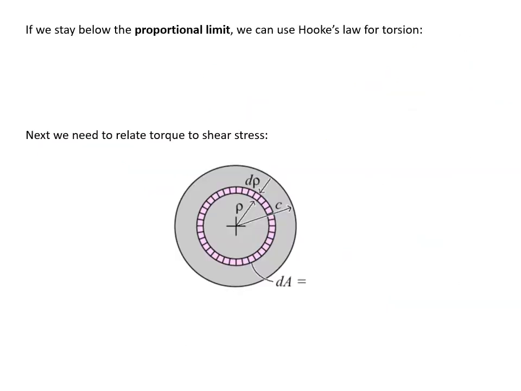If we stay below the proportional limit, we can use Hooke's law for torsion. The proportional limit is basically the limit at which stress and strain are linearly related. And in this case, we're talking about shear stress and shear strain. So it's just the limit below which we've got a linear relationship between tau and gamma. If we do that, then we can use Hooke's law, and the next thing we need to do is relate torque to shear stress.